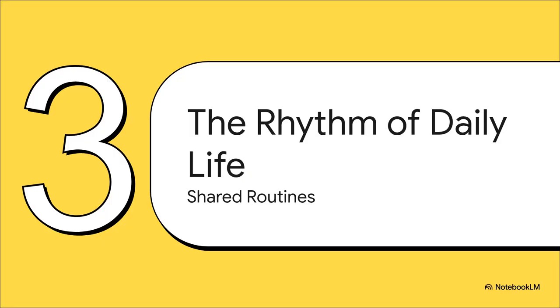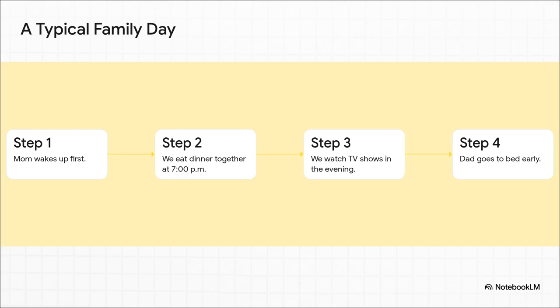Okay, on to Section 3, the rhythm of daily life. Now, if the family members are the main subjects of our portrait, then their daily routines, well, that's the background. It's the setting that shows us how they all exist together in the same space, day after day. This whole flow isn't just a schedule, it's a rhythm.